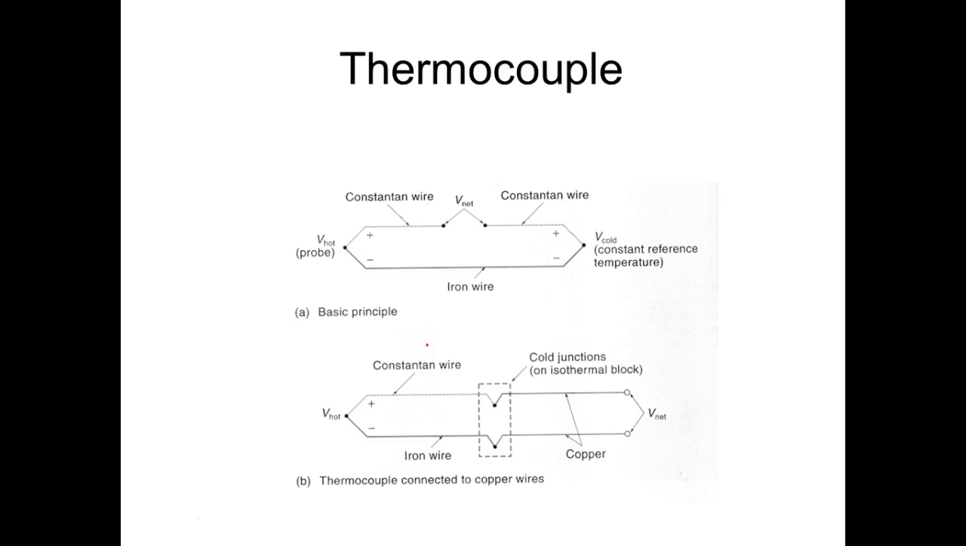And what we do is we take the output of this, and if you notice, they're wired opposed to each other. So the negative on my hot probe, my hot junction, is hooked up to the negative on my cold junction. So what does that mean? The positive is hooked up to the positive. So automatically they're going to subtract from each other, right? So it's a real complicated formula.